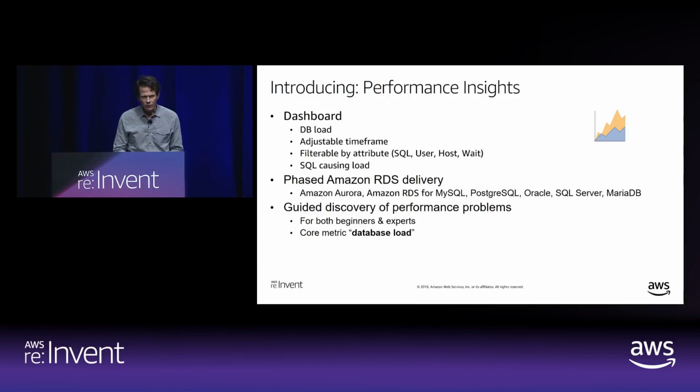Now, the delivery of Performance Insights has been phased. We've already released on both Aurora Postgres and Aurora MySQL. We've released on RDS for MySQL and RDS Postgres, and we just recently released on RDS Oracle. The next to be released will be SQL Server. I'm actually using it in-house. The code's done. It's just a matter of deploying it to the fleet. And the final one will be MariaDB.